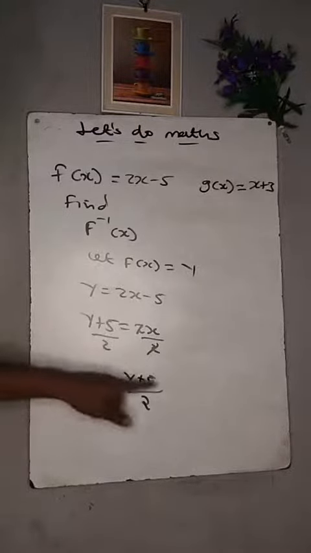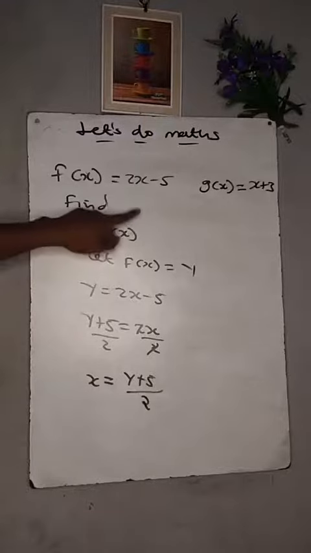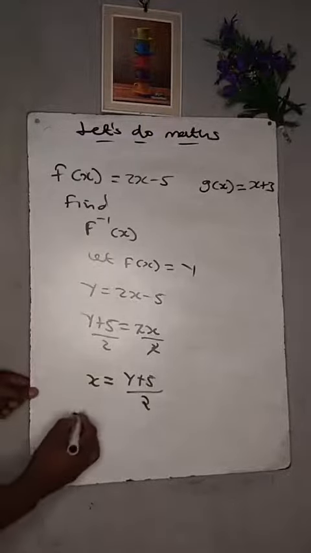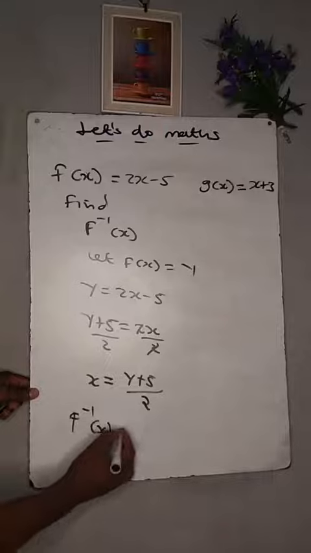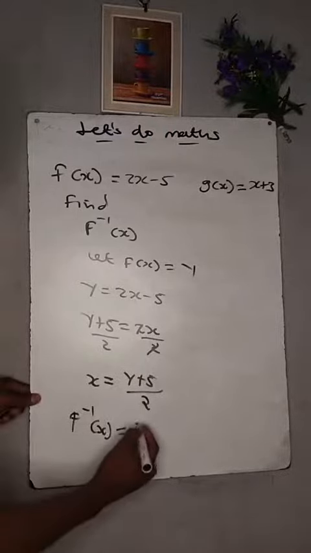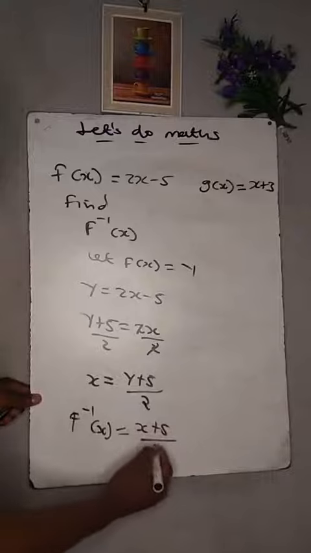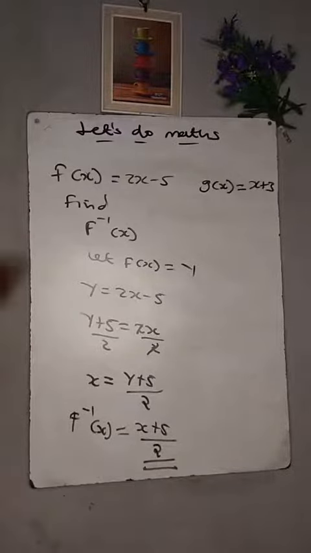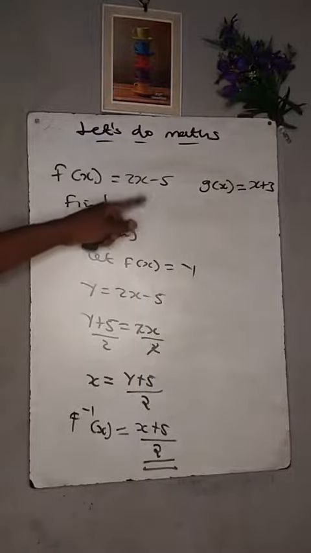When I reach this point, I bring in this information. I say the inverse of f of x is equal to... Now, when we reach this point, where there is y, put x. So we're going to have x plus 5 over 2. Now, this is the inverse of that function.